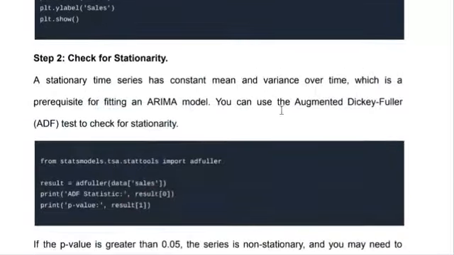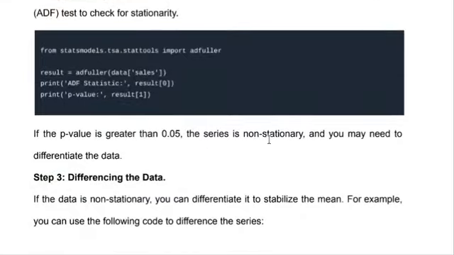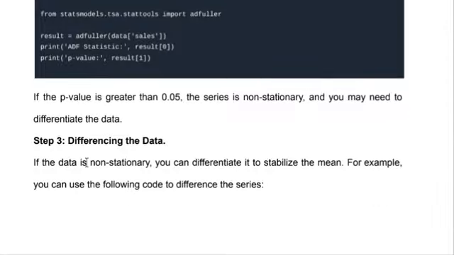Step 2. Check for stationarity. A stationary time series has constant mean and variance over time, which is a prerequisite for fitting an ARIMA model. You can use the augmented Dickey-Fuller test to check for stationarity. If the p-value is greater than 0.05, the series is non-stationary, and you may need to difference the data.